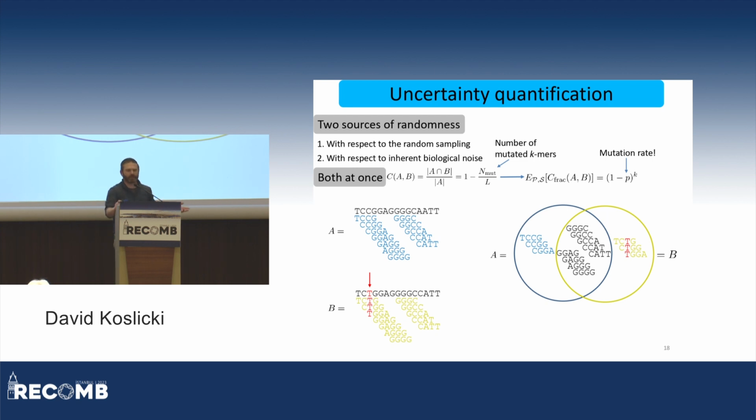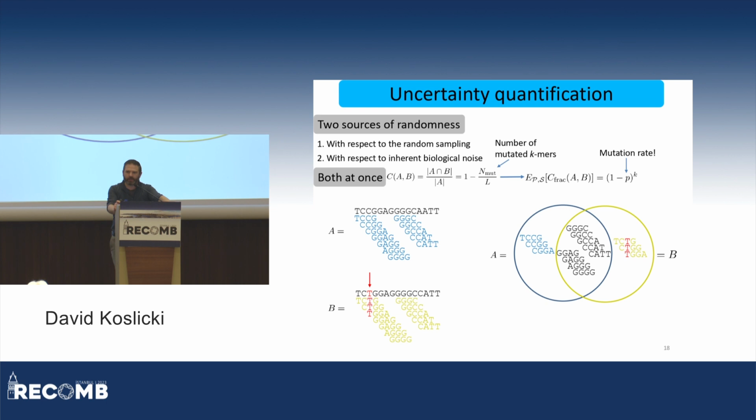If you sit and stare at that long enough, you say, oh, hey, look, it turns out the containment index is 1 minus just this fraction of mutated k-mers, because the number of mutated k-mers is exactly how many are getting kicked out into this symmetric difference area.